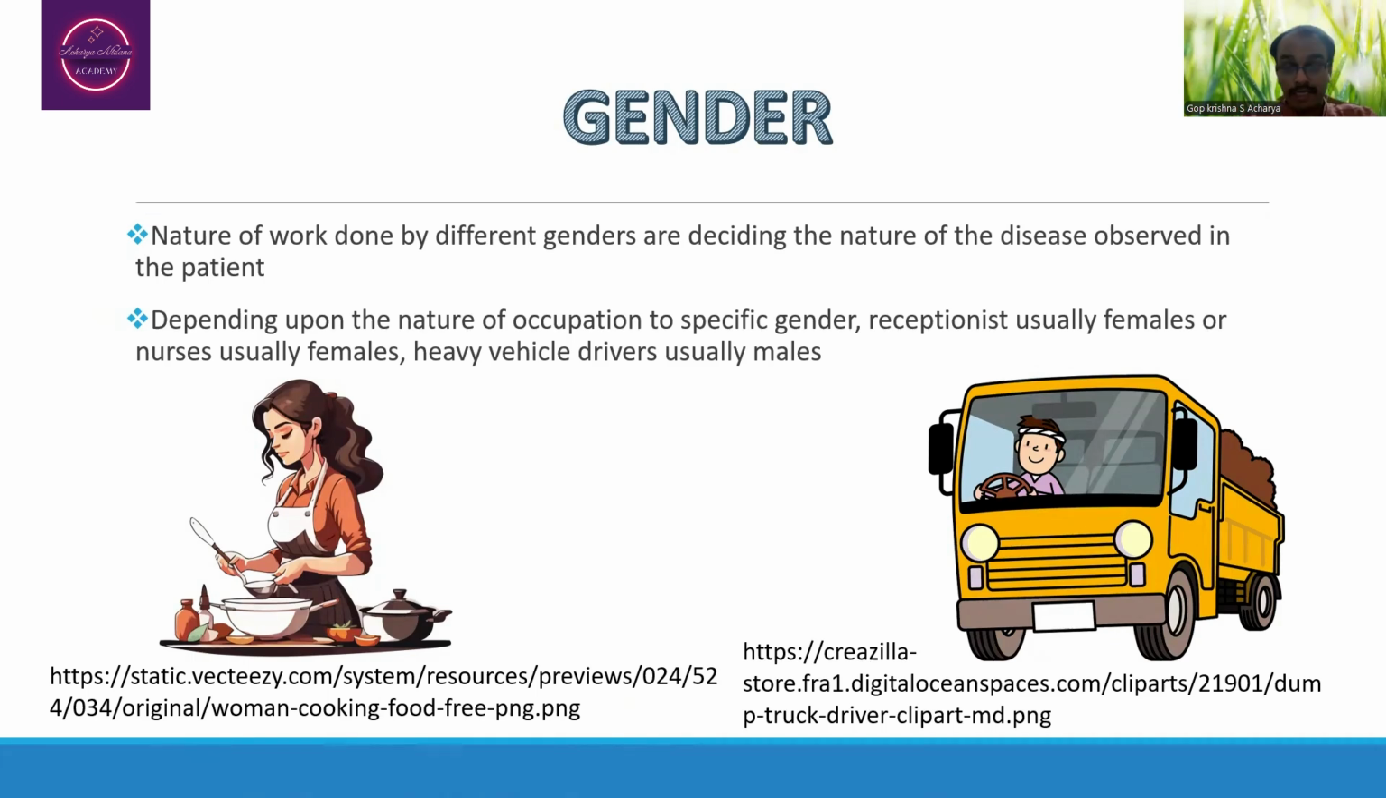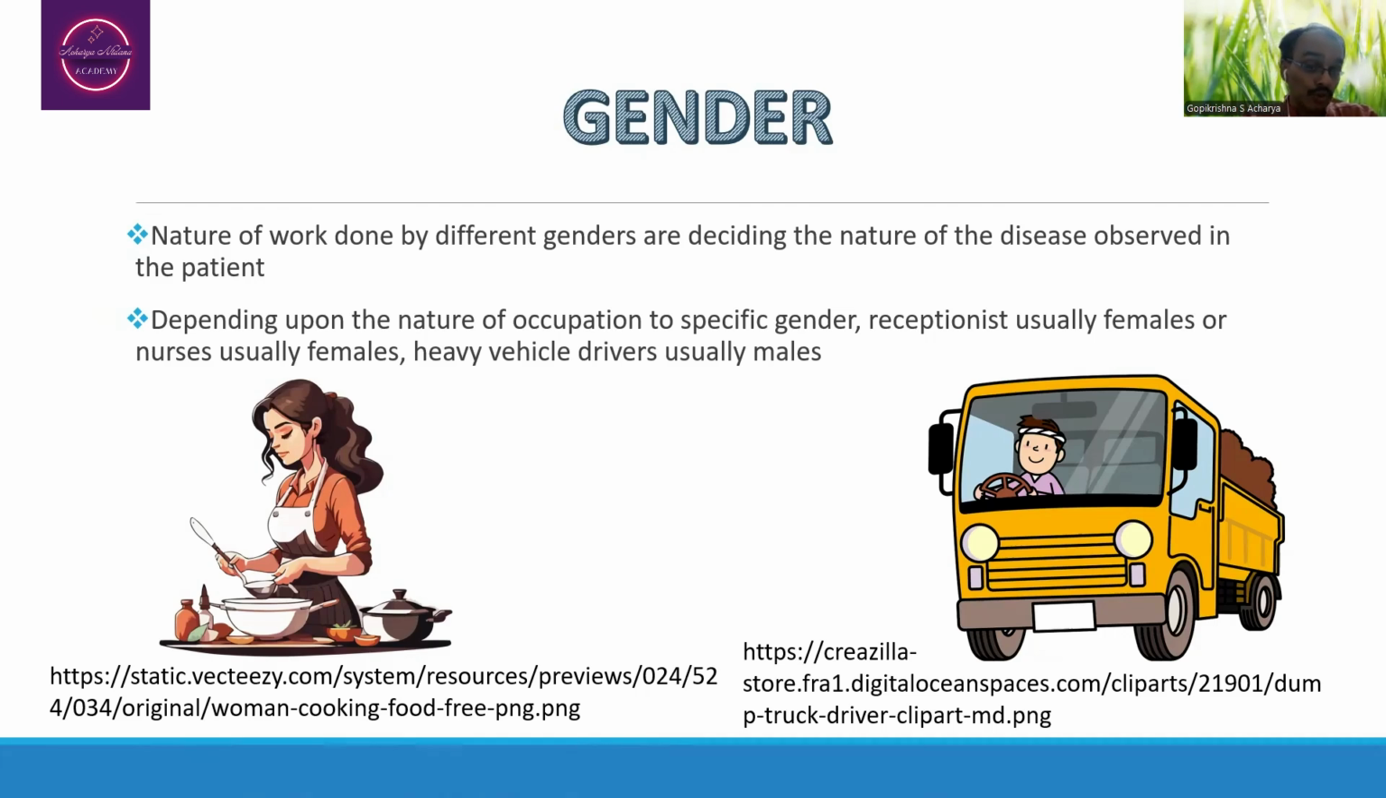When you think about gender, consider the nature of the work that may be done by the different genders. For example, in this particular image, cooking is usually done by women, while heavy vehicle driving is usually taken up by male individuals. So specifically, we can think about the possible gender, which may be helpful in making the clinical diagnosis.